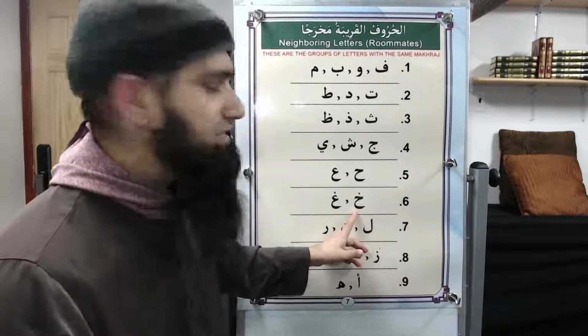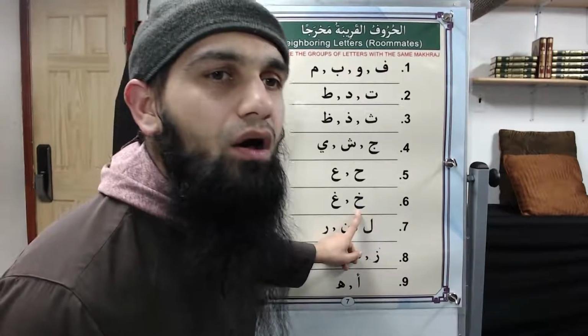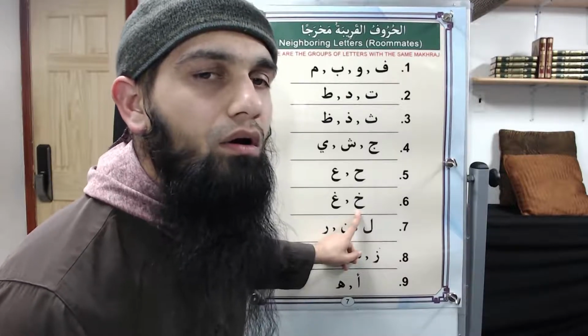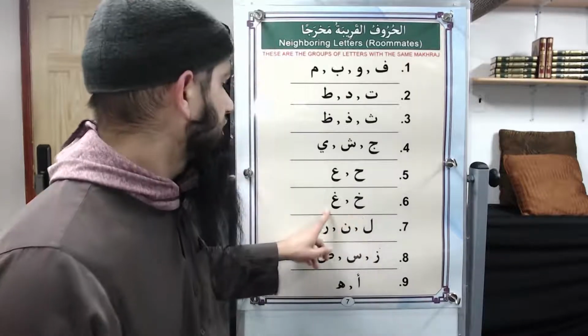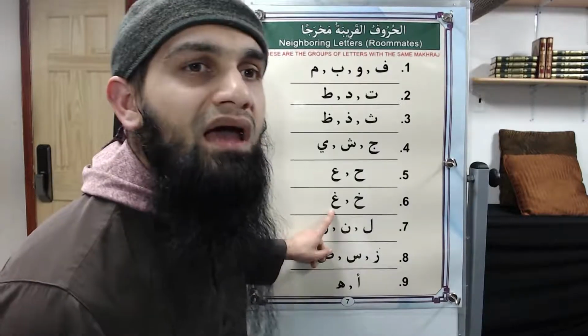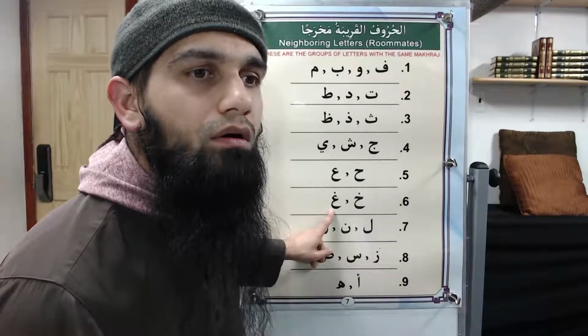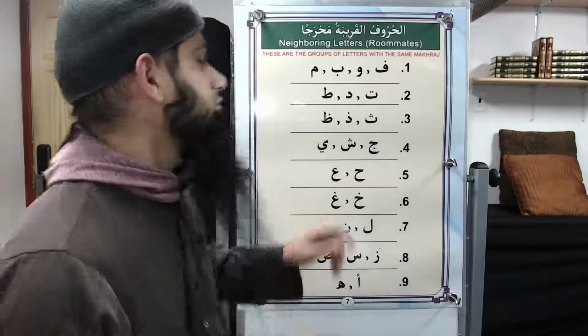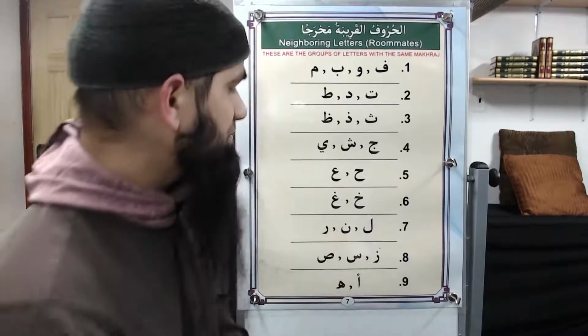Let's put the a sound before it. Akh, Akh. Ghain. Agh, Agh. Very good. Group number 7.